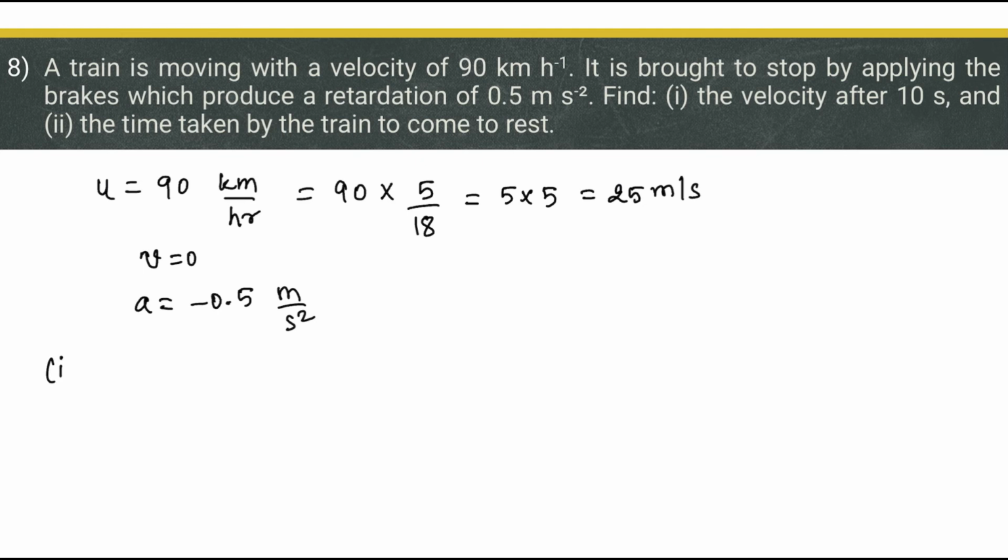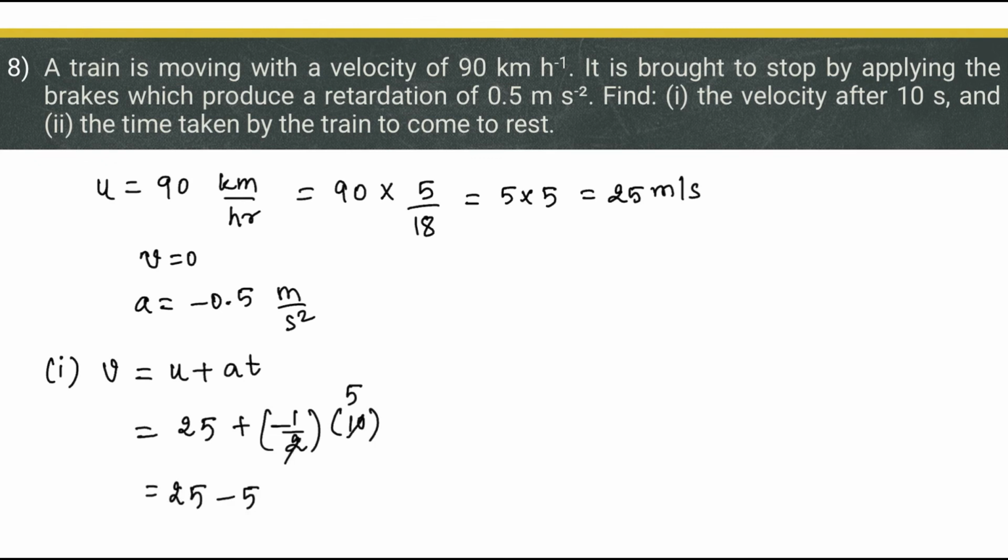Okay, so first we need to find out velocity after 10 seconds. So V is equal to U plus at. Initial velocity is 25. Acceleration is minus 0.5, or we can say minus half. Time is 10 seconds. After 10 seconds, what is the velocity? That is what we want to find out. So 25 minus 5, 20 meter per second.